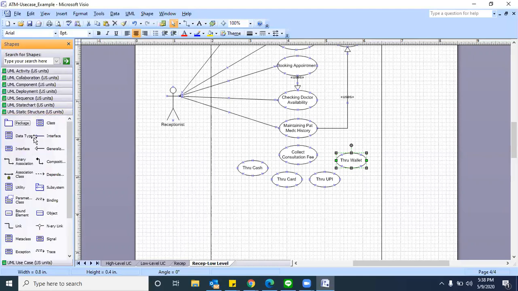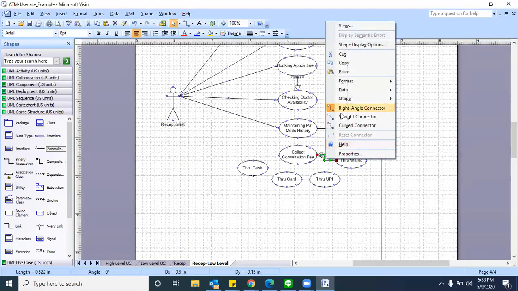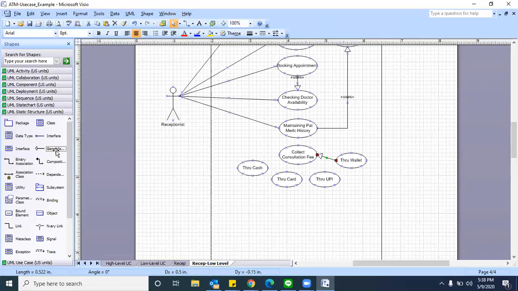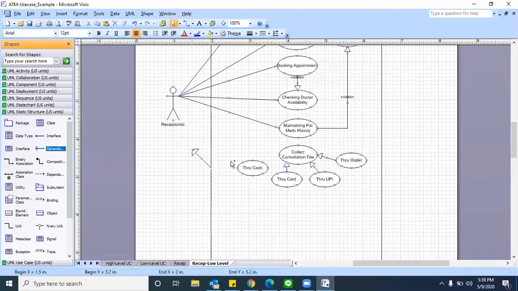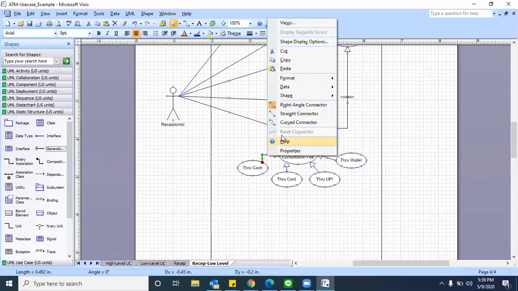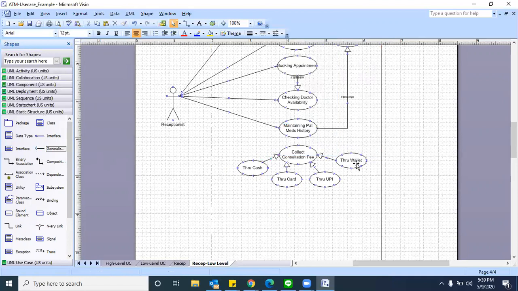Only for generalization we'll get into the static structure, and we can see the generalization component from the static structure. And the generalization is always towards the essential use case, right? Is it clear on this now?